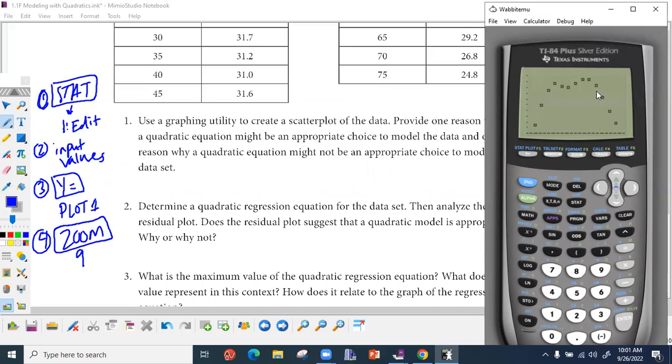Yeah. So why would a quadratic work, and why wouldn't it work? Zoom 9. You weren't supposed to go over. Did you put all your points in? You must have only put one table in. You only put half the table in. You need to put both tables in. That's why. All right, so who would like to share the reason why?